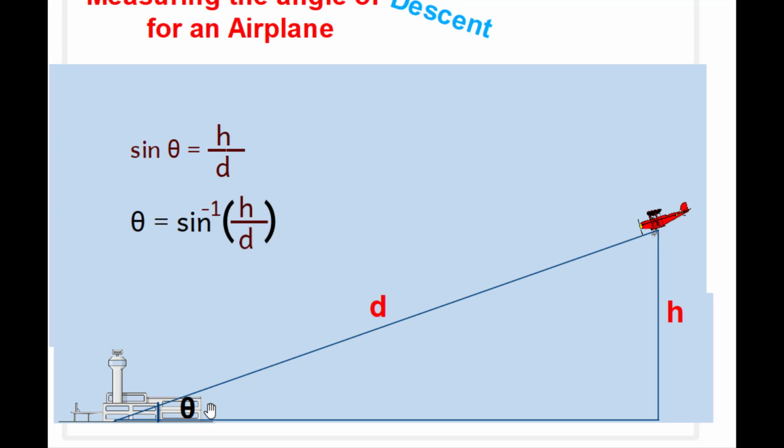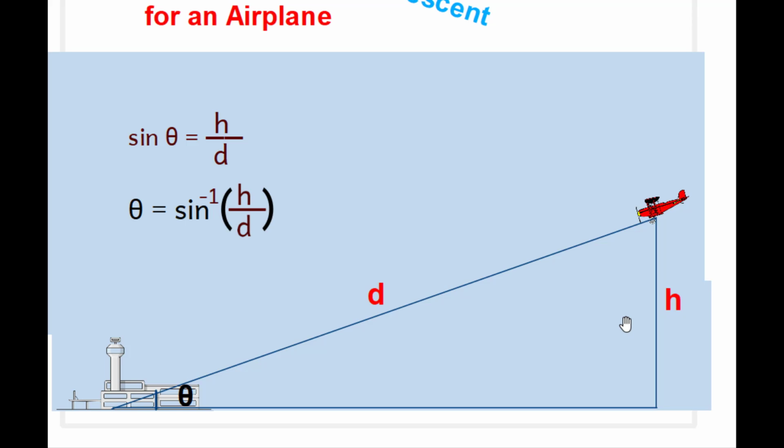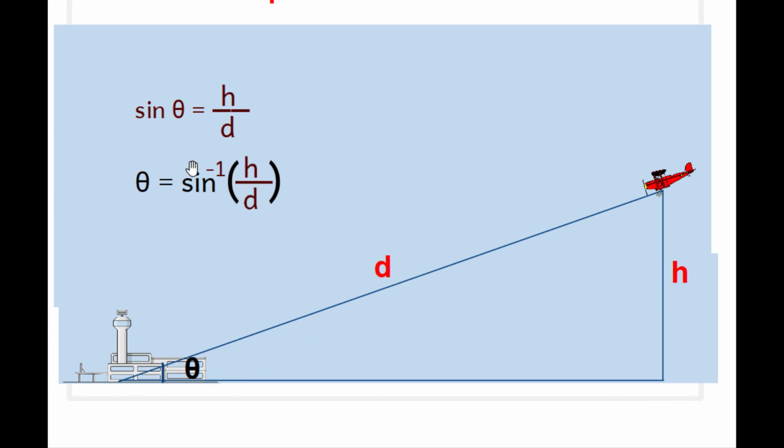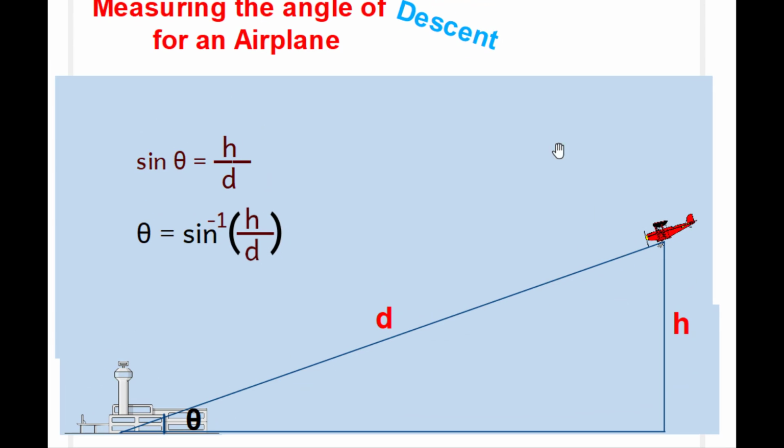In this case, we know the opposite and we know the hypotenuse, and sine theta is the function which relates the opposite with the hypotenuse. So sine theta is h upon d. So theta is sine inverse of h by d. Using this identity, the angle of descent can be easily calculated. This is one of the applications.